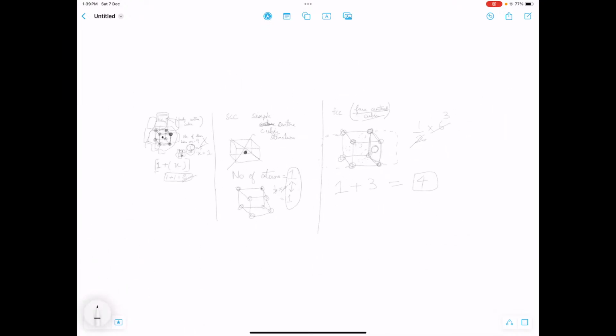So okay, we are done with all the cubic structures. Let's erase this.